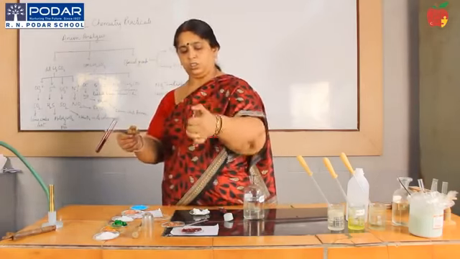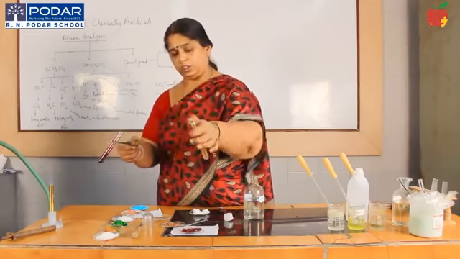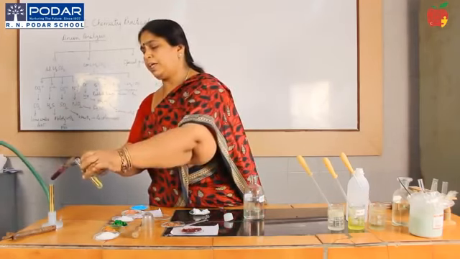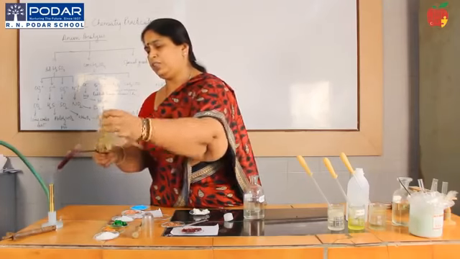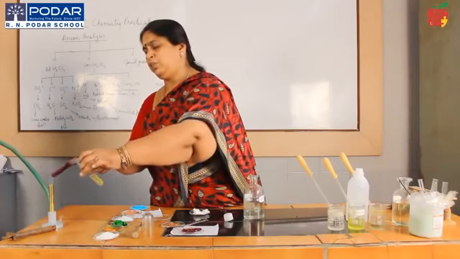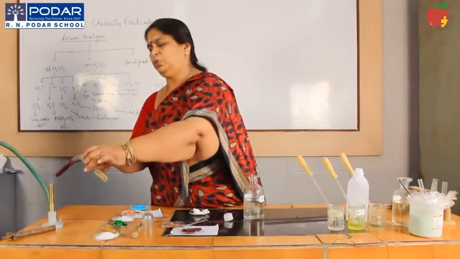And you close the test tube and just shake. You can see that it becomes black in color. The ferrous sulfate will become black in color because of the passage of this NO2.